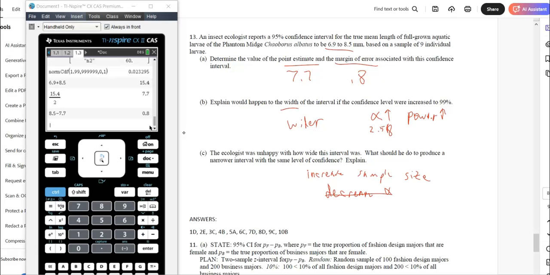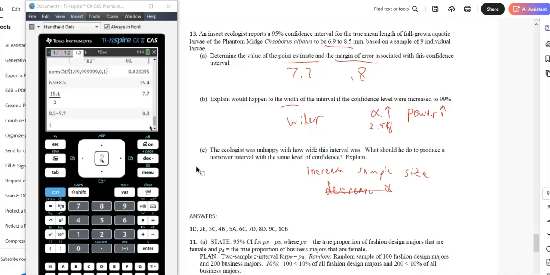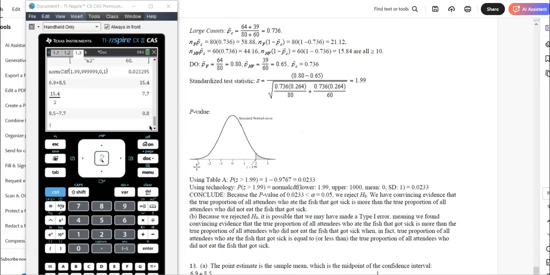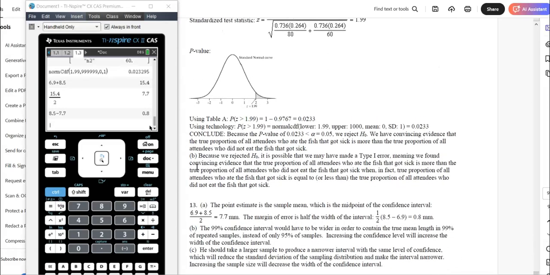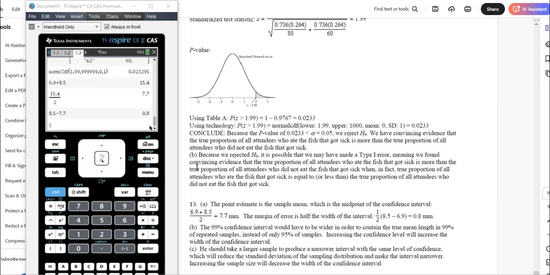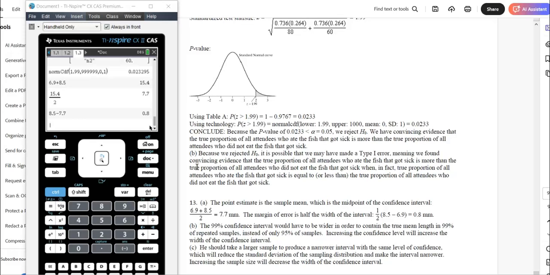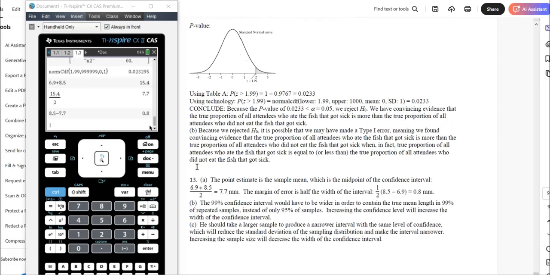It said one reason. So that's okay. Explain. So increasing the sample size. So they said for that one, you should take a larger sample to produce a narrower interval with the same level of confidence. Reduce the standard deviation, make the interval narrower. It's always better, you're right, to increase the sample size. It's going to decrease the width. It's going to be a better estimate.